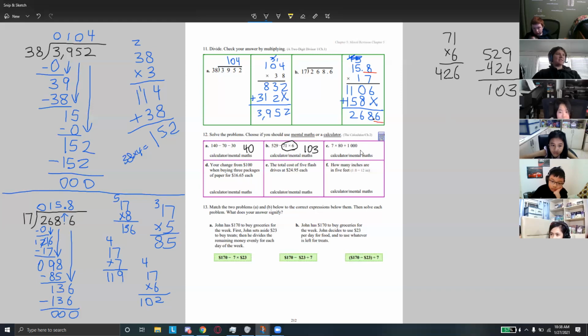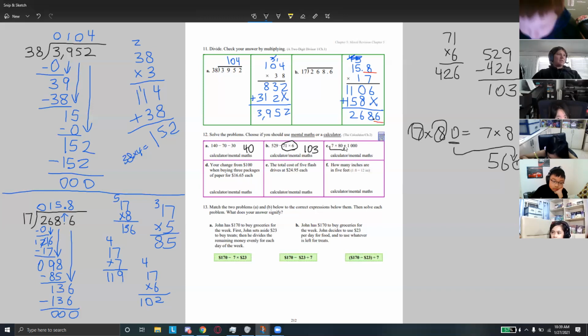Next, 7 times 80 plus 1,000. We have to do the multiplying first. 7 times 80 is the same as 7 times 8, and then whatever answer you get, add a 0 to it. So 7 times 8. Didn't I just do this one? I'm going crazy. 8, 16, 24, 32, 40, 48, 56. Yes, 56, and then we add a 0 on it and put the 0 right on the answer. 560.